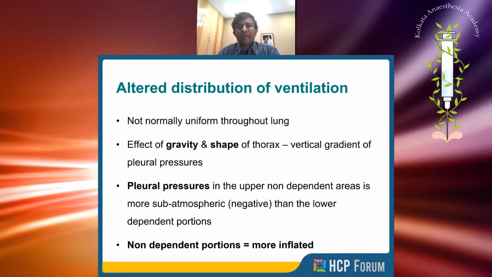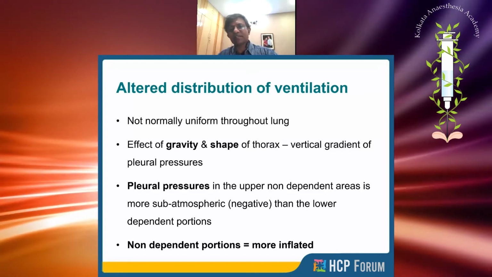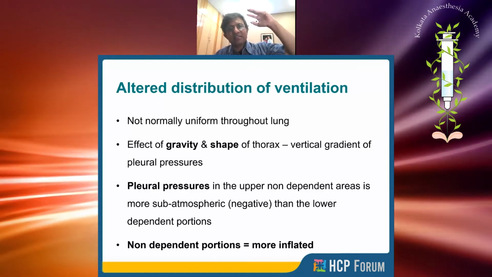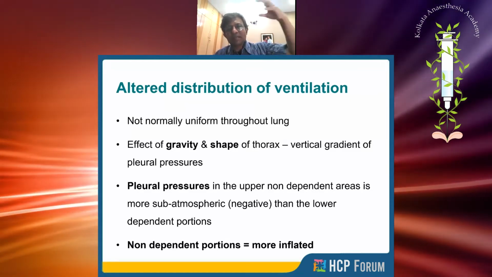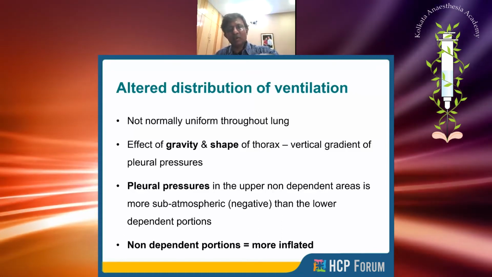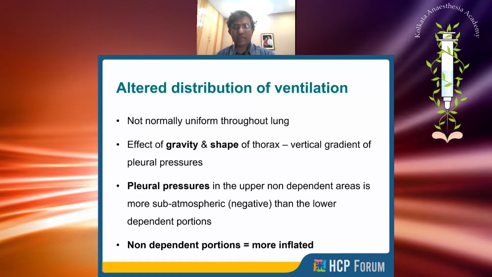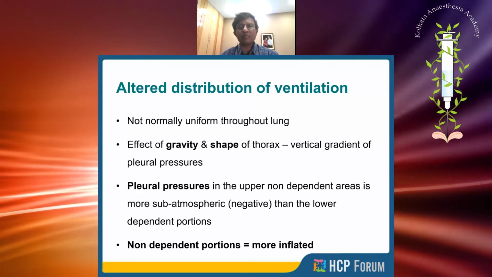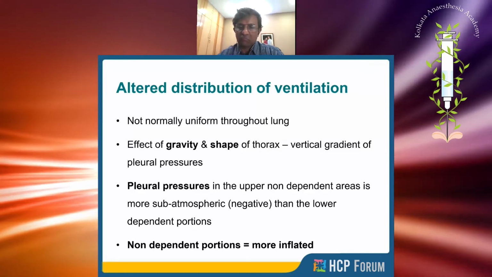And what do I mean by that? The pleural pressure in the upper or the non-dependent areas is more subatmospheric, that is, it is more negative than what it is in the lower dependent portions. I think all of you know this. And this ultimately leads to the non-dependent portions being more inflated.